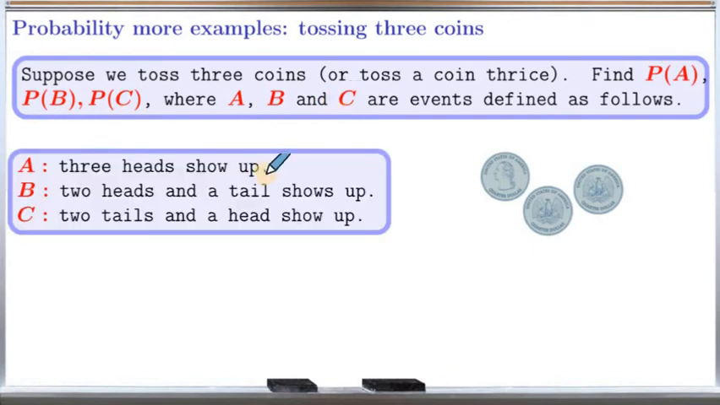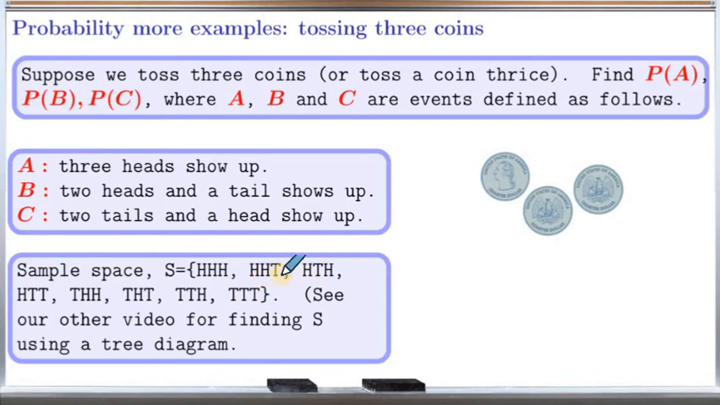Event A is 3 heads show up. Event B is 2 heads and a tail shows up. And event C is 2 tails and a head show up. So our sample space here is this: head, head, head, head, head, tail, head, and so on. So please see our other video for finding sample space using a tree diagram.